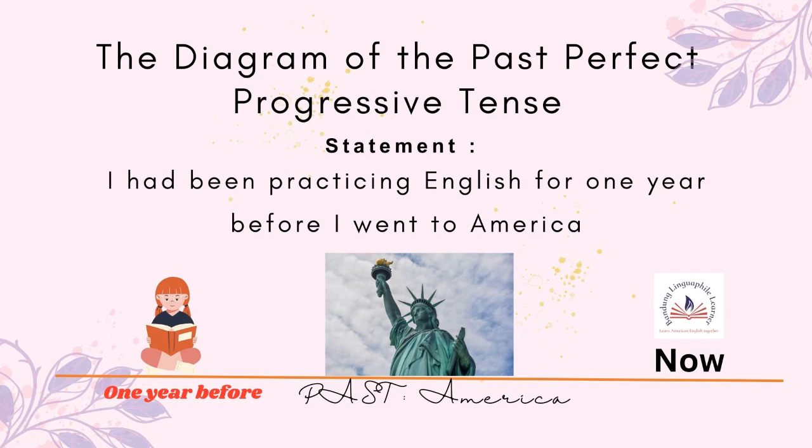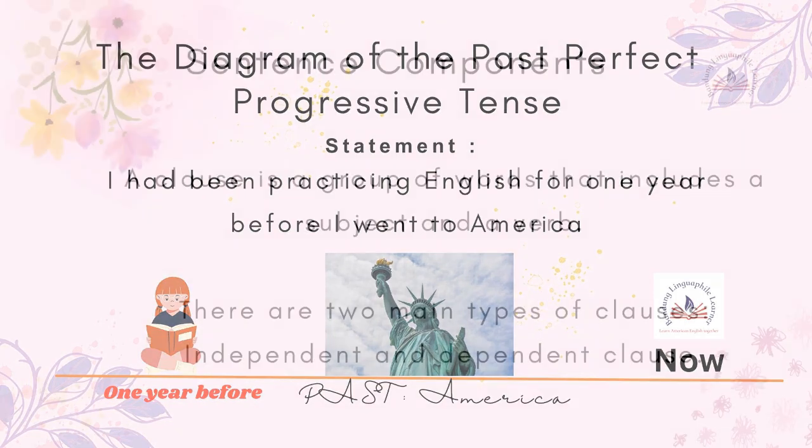In the diagram of the past perfect continuous or past perfect progressive, time is typically categorized into three groups: the past, the present, and the future. In the diagram, an event had been in progress in the past and was completed before another event in the past occurred. For example, I had been practicing English for 1 year before I went to America.